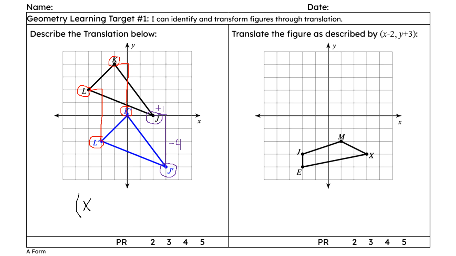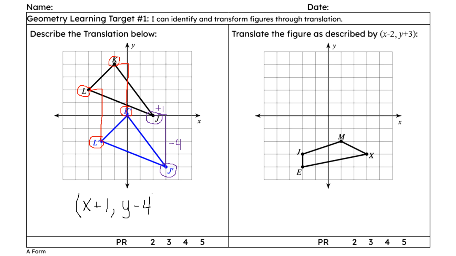What did we do with the X coordinates? The X coordinates went forward 1. So to all of the X components, we are adding 1 to bring it forward 1. And then the Y component from there, we went down 4, so that is subtracting 4. So from J to J prime, we take the Y component of our coordinate point and we subtract 4. So this is Y subtract 4.